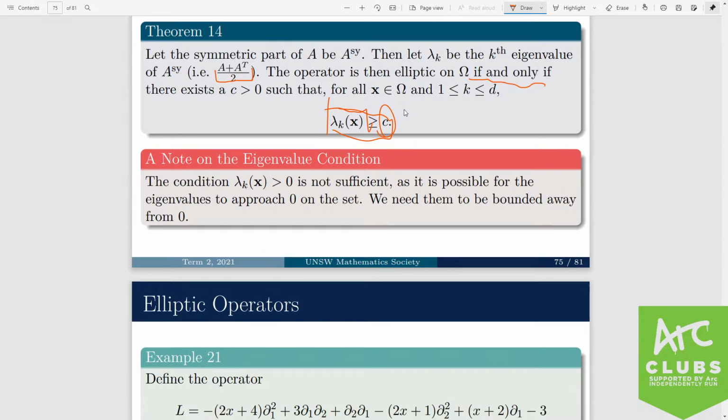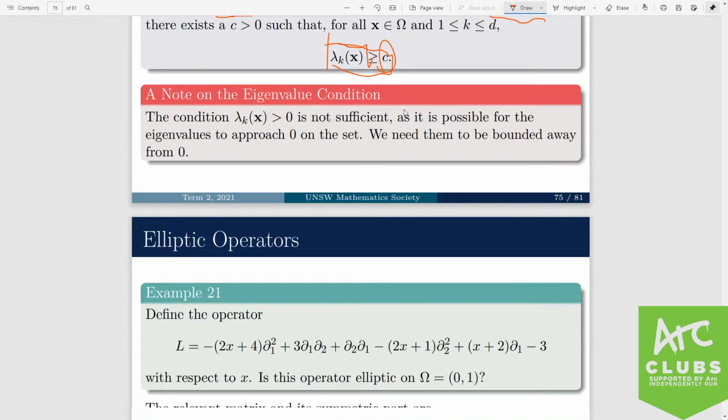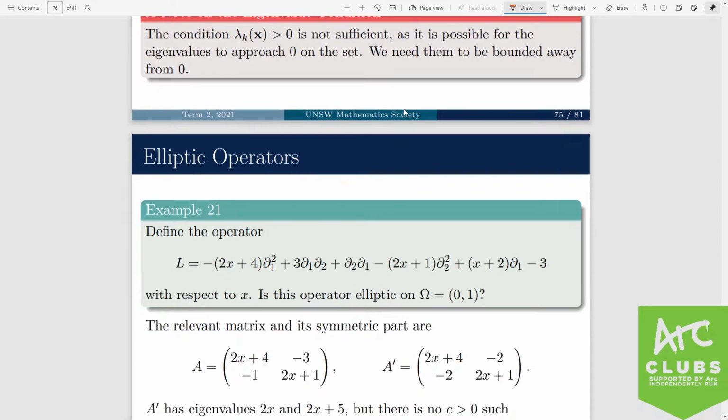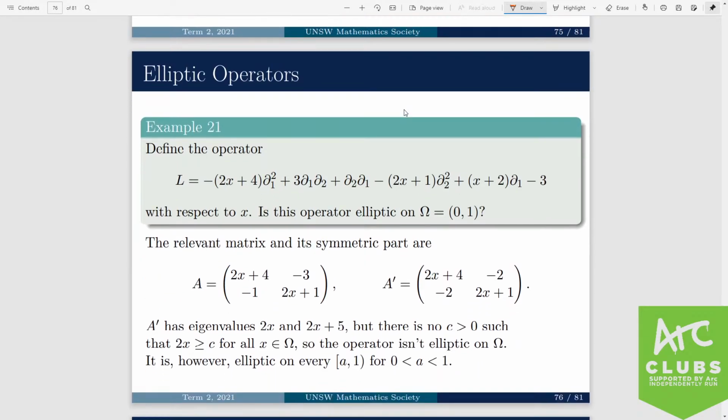And the point of elliptic operators is just that we can get a solution out of them. Although they get pretty complex, so I don't think you need to know anything more about them other than how to show an operator is elliptic. So I have this example. We have an operator, and we're asked if this is elliptic within this region.